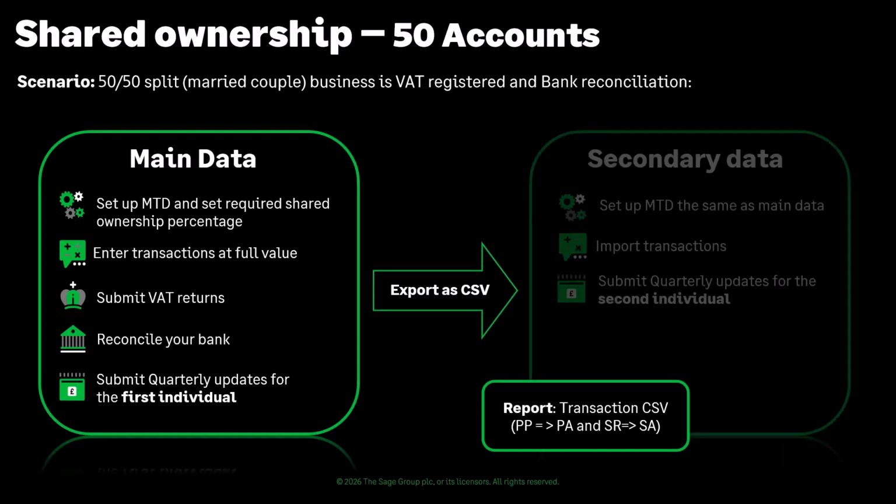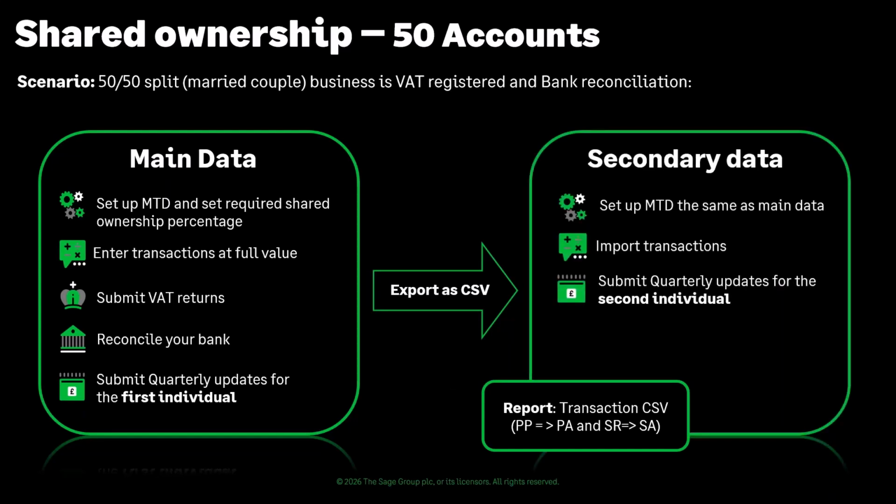So for your second individual, you would create a second company if your license allows you to do so. You would then need to set up the company the same. So you would need the same customers, same suppliers, nominals, before you import any transactions. And the reason for this is because when you try to import transactions, if you don't have any of those records already in, the imports are going to fail. So make sure that you've got all your records in there before you import any transactions.